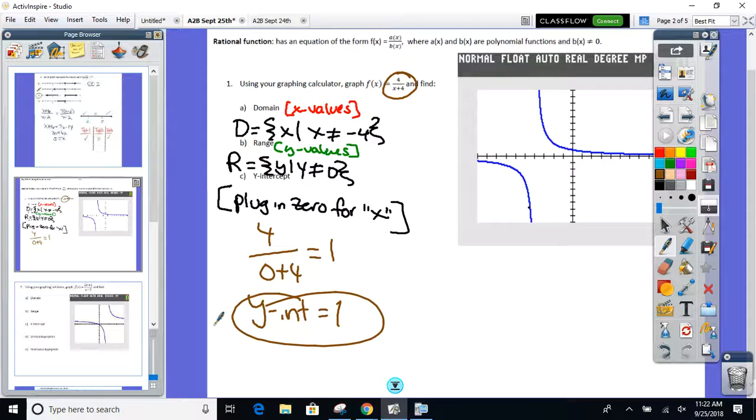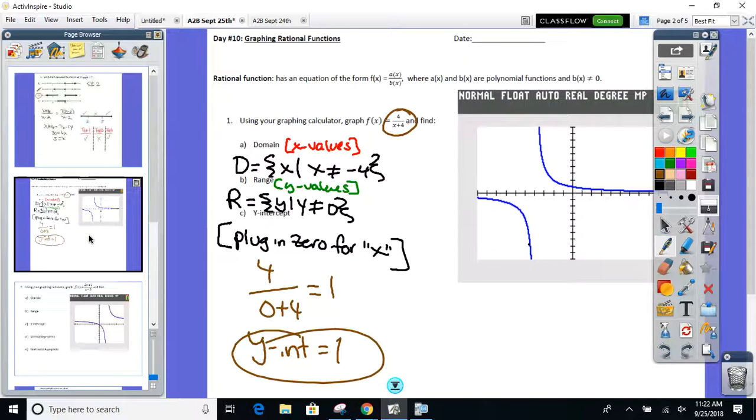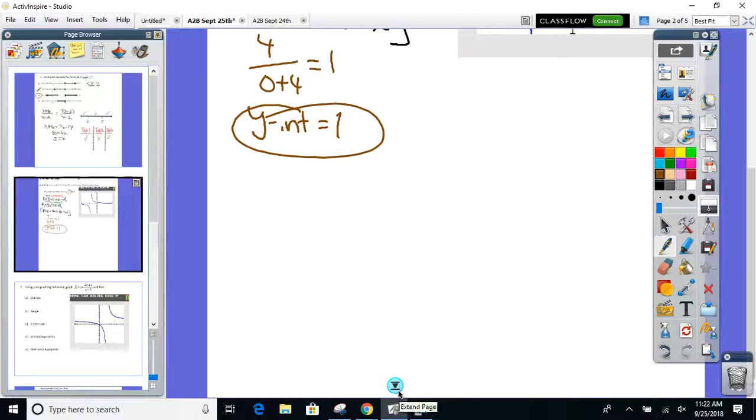You guys ever heard of these before? Did I put them on there? I don't think so. Must have cut it off. All right. What's the first one? Vertical asymptote?